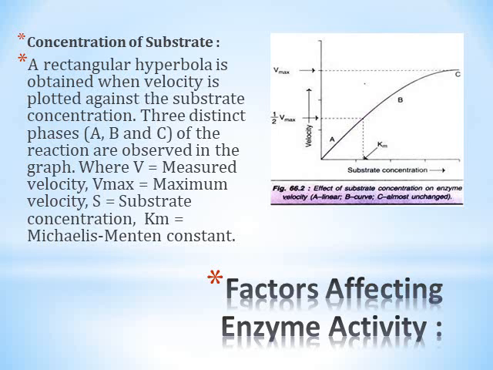Km or the Michaelis-Menten constant is defined as the substrate concentration expressed in moles per liter to produce half of the maximum velocity in an enzyme catalyzed reaction. It indicates that half of the enzyme molecules, that is 50%, are bound with substrate molecule when the substrate concentration equals with Km value.